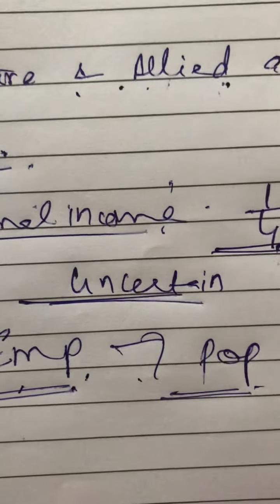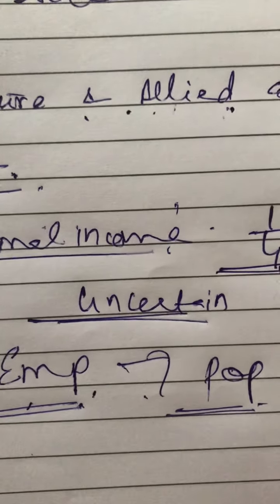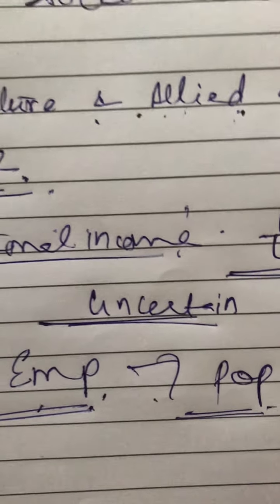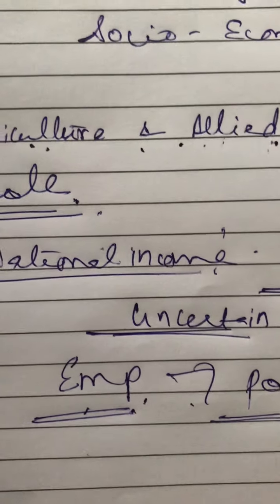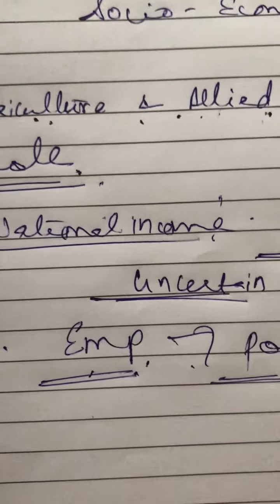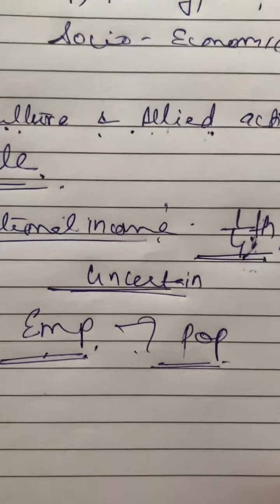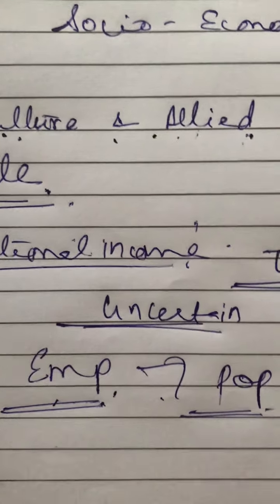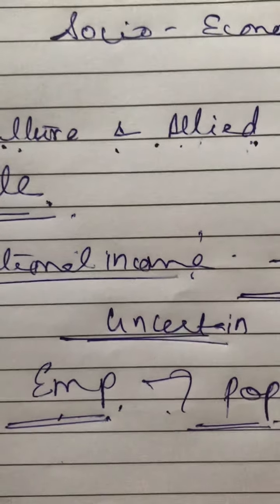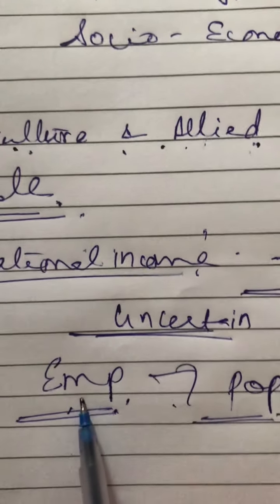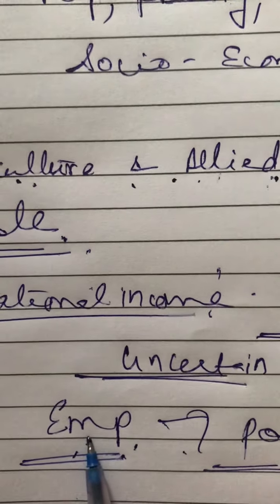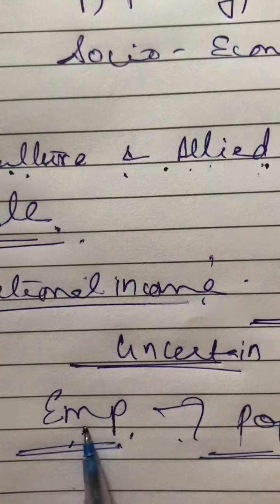And you know that India is known for its villages, right? So most of the population stays in rural areas, and in rural areas the main occupation is agriculture. So maximum employment opportunities in India are from where? It is from the agriculture sector only.